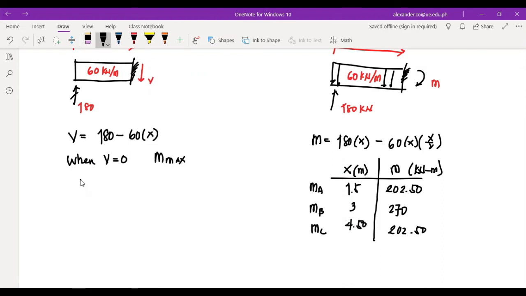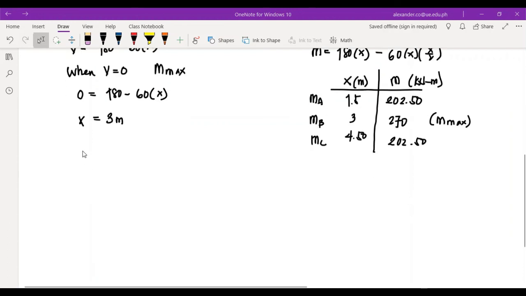So let's find it. Setting shear to 0: 180 minus 60 times x. So what is the value of x? 180 divided by 60, that would be 3 meters. So this is also equal to Mmax. It just so happens that this is Mmax. We are only proving that the value of C sub B, based on our previous lecture, is equal to 1.14.